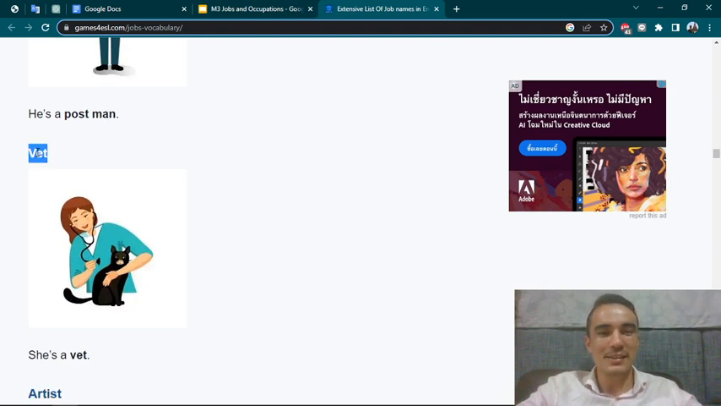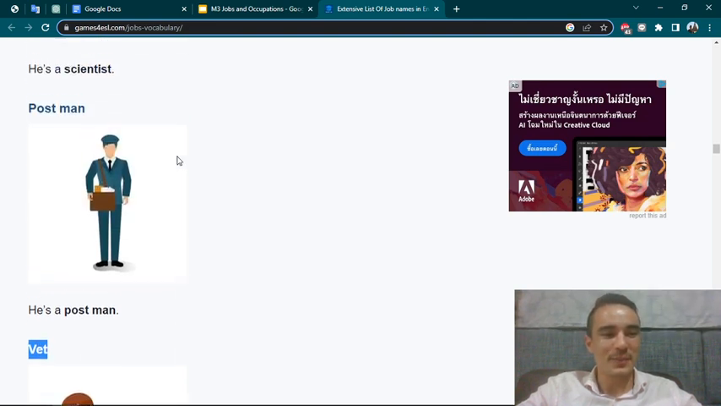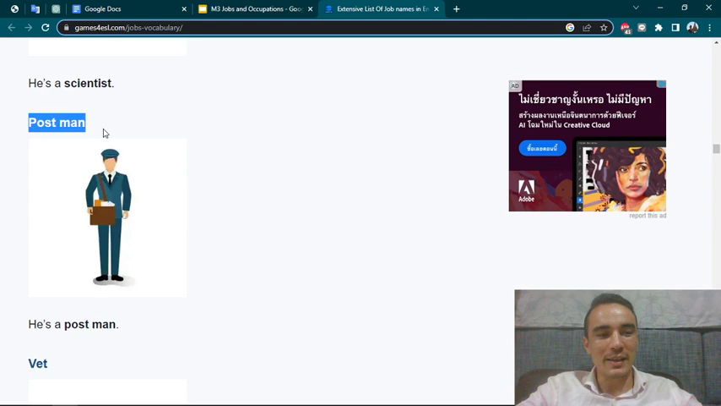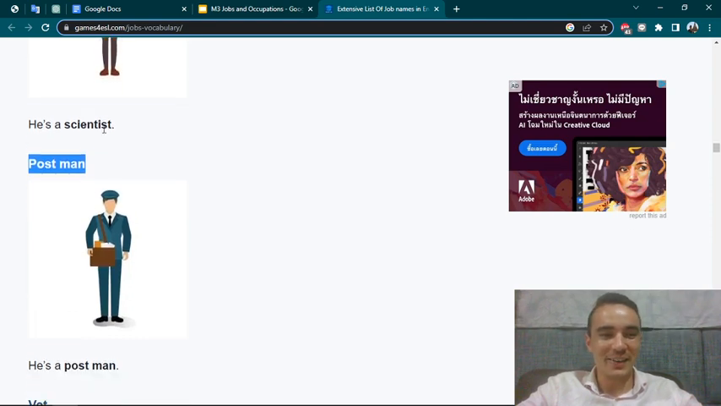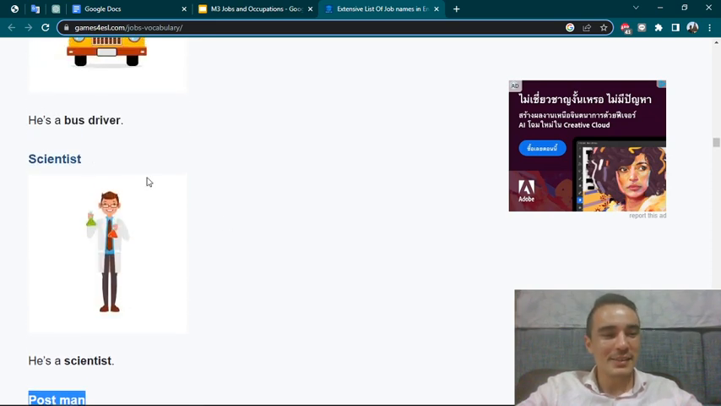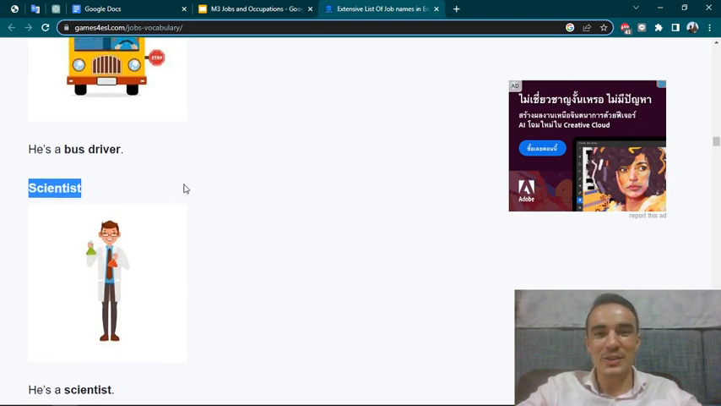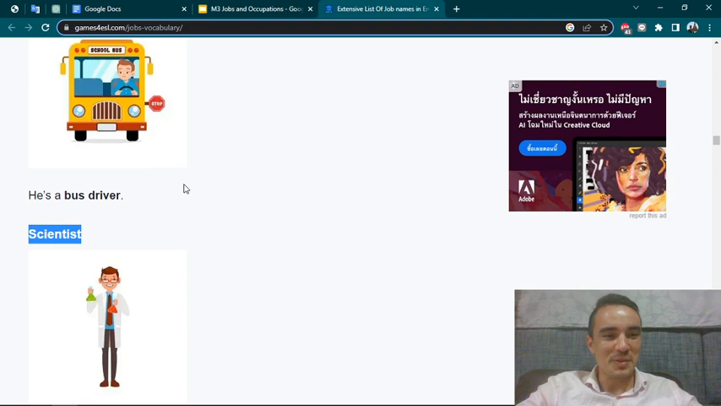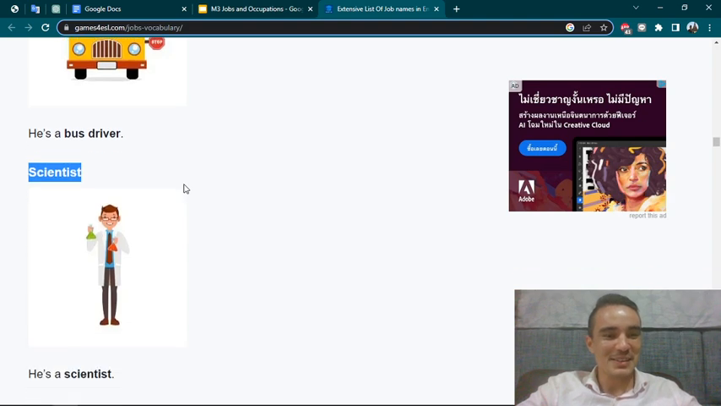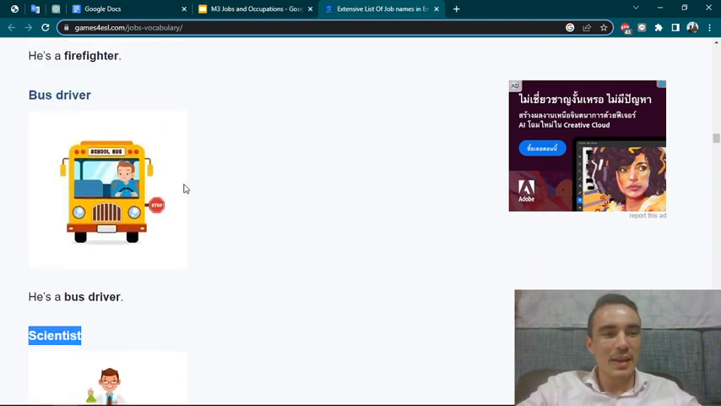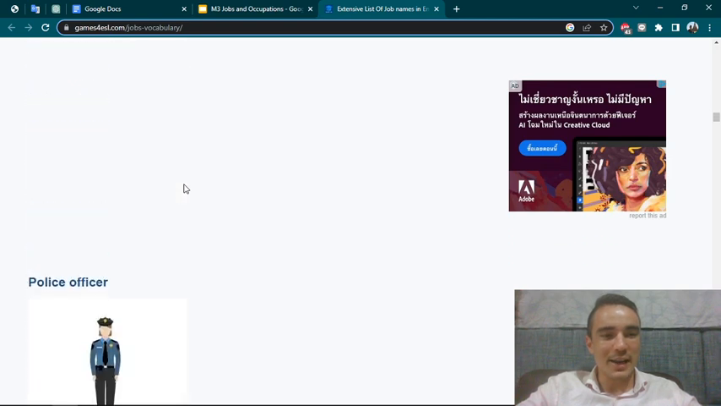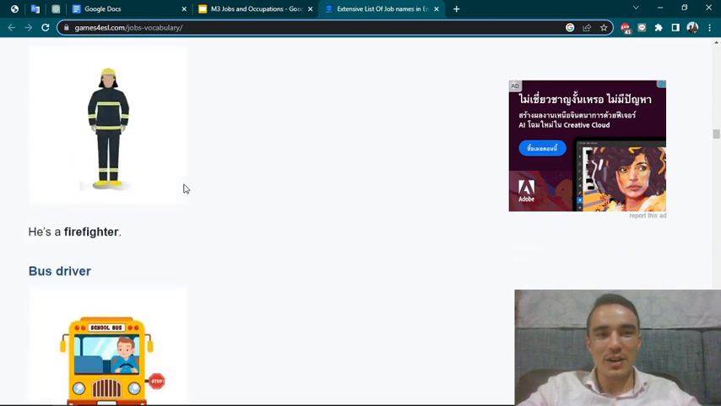Vet. Vet is a doctor for animals, right? Animal doctor. Got postman. His job is disappearing, right? Because now people use internet for letters or news. So scientist, another great job. If you become a good, well-known scientist, you'll be very popular, famous. And the list goes on. So in the class, we will take a look at all of these jobs.